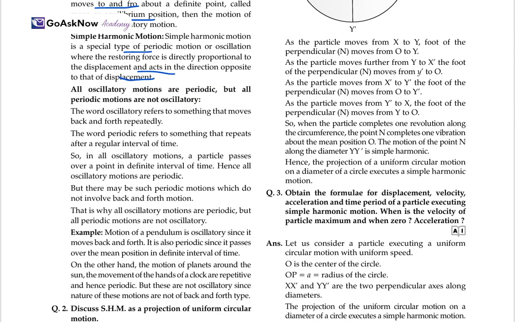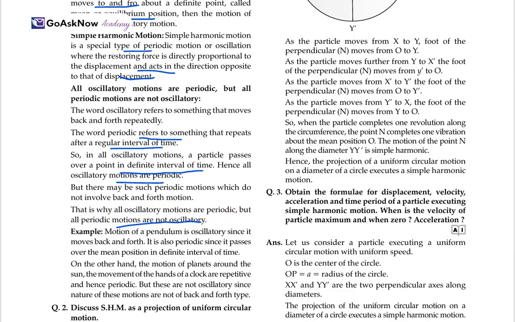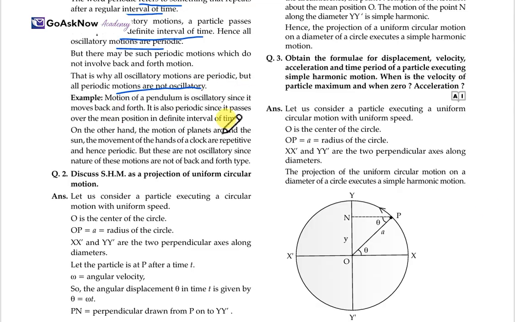Why so? Let's prove it. Firstly, the word oscillatory refers to something that moves back and forth repeatedly, as confirmed from the definition. But the word periodic refers to something that repeats after a regular interval of time. So in an oscillatory motion, a particle passes over the point in a definite interval of time. Hence, all oscillatory motions are periodic. But there are many periodic motions which do not involve back and forth motion. That's why oscillatory motions are periodic, but periodic motions are not oscillatory. An example has also been given, and it will be clear from it.